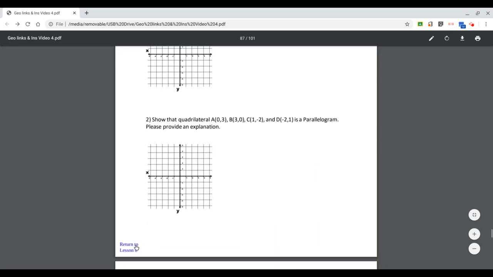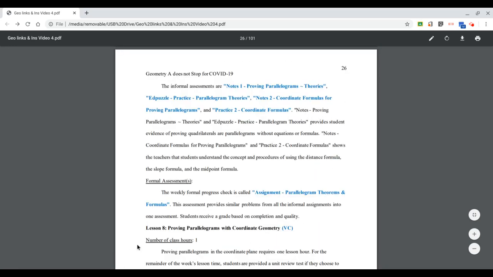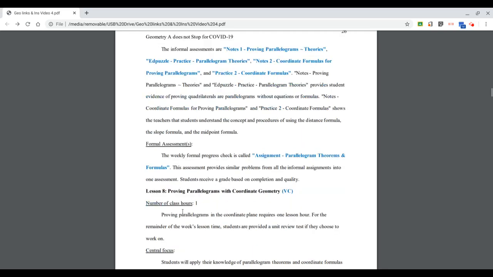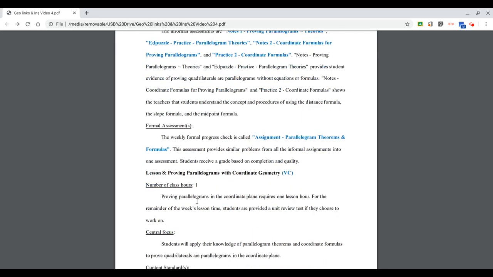All right, that wraps it up for all the topics for this unit. Now we're going into the formal assessment. So that's why the students receive the review guide.